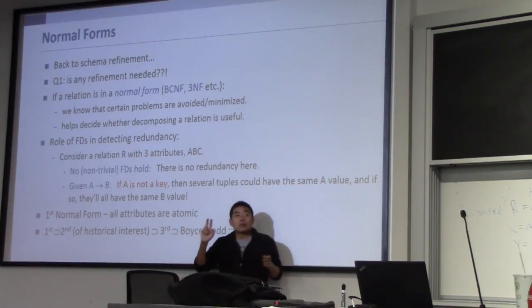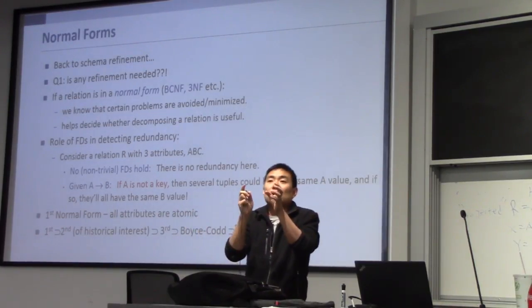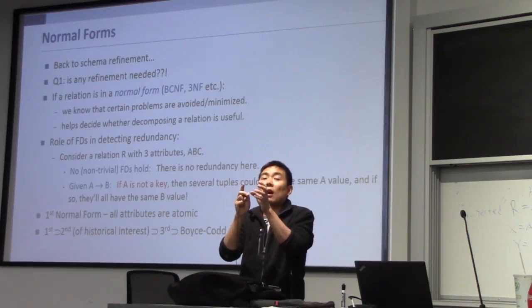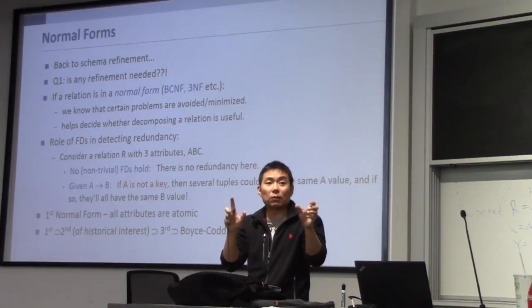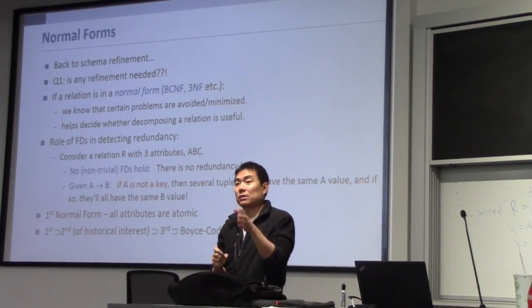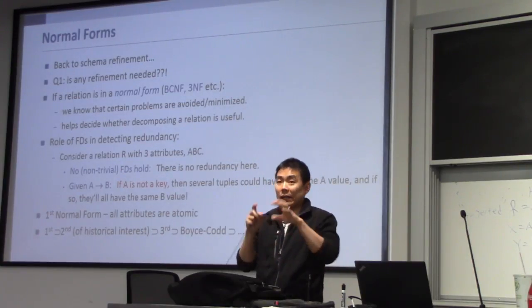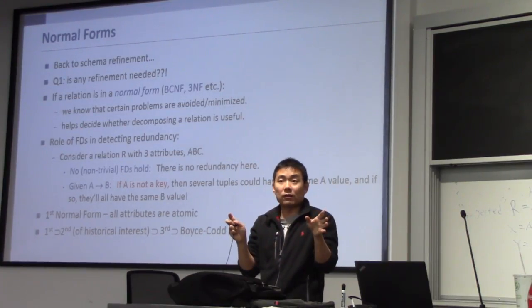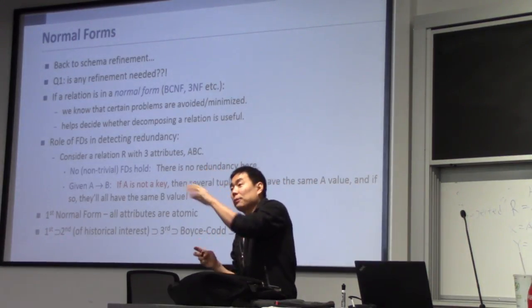However, because of the observation we just made, it's not always possible to get a lossless join and dependency preserving decomposition into BCNF. So that's the fact, like the ABC example I just gave you. You can get a lossless join decomposition all the time, but it's not always possible to get lossless join and dependency preserving.